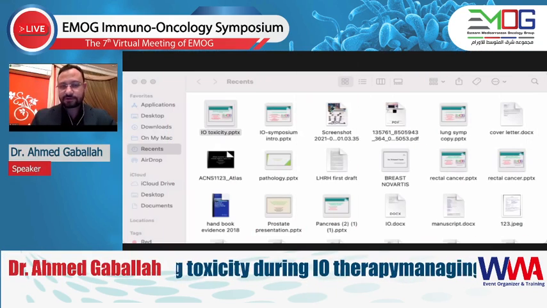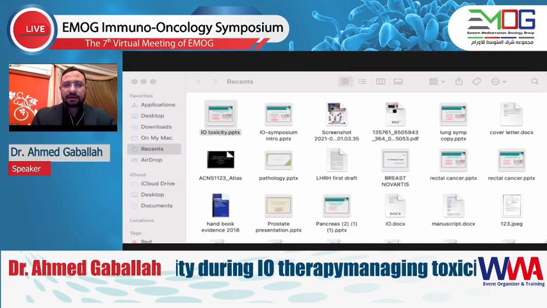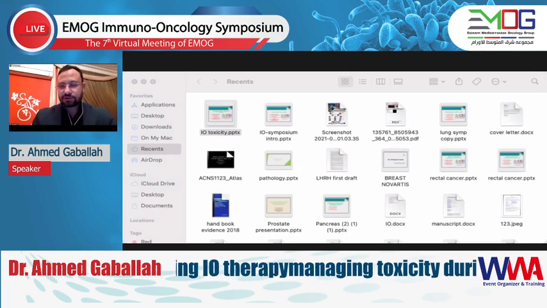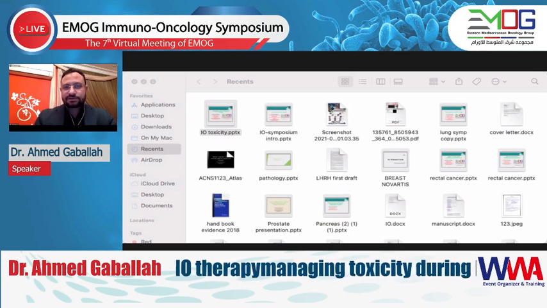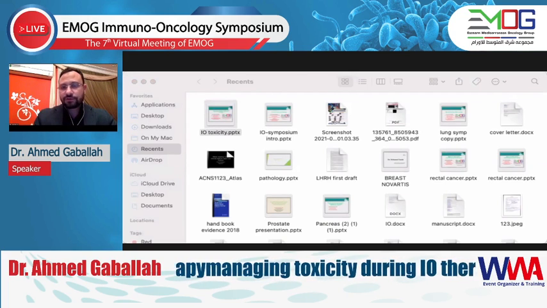Inshallah, I'll talk with you today about managing toxicity, the cost we should pay during the IO therapy. Actually, I adopted this picture from the New England Journal of Medicine. The IO toxicity occurs in all the organs of our body. Actually, it affects almost all the organs.